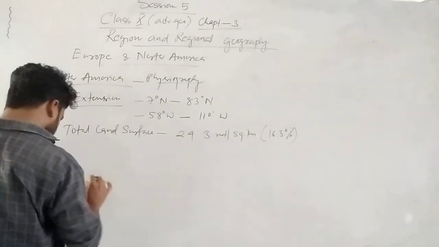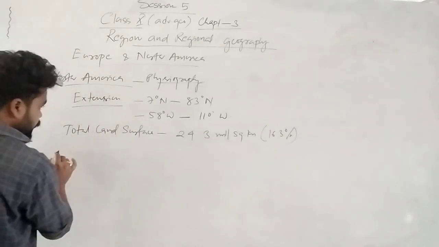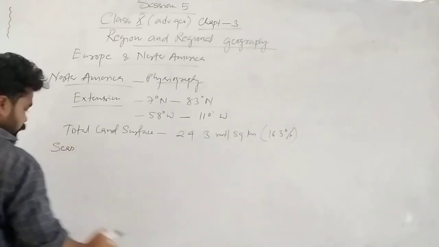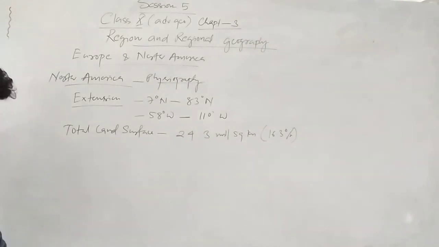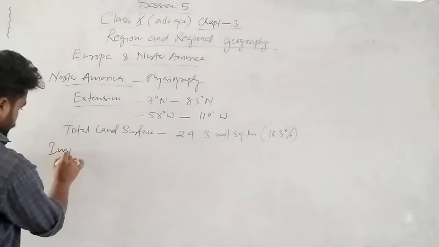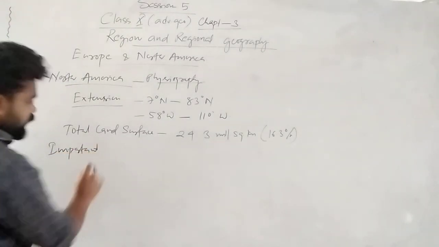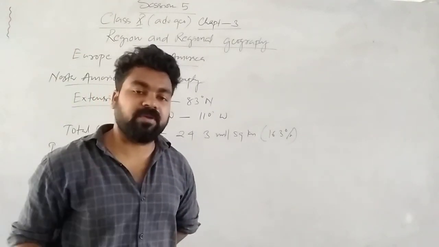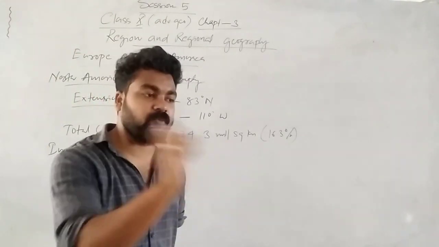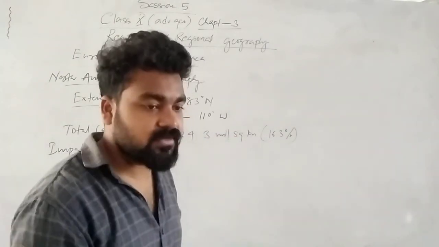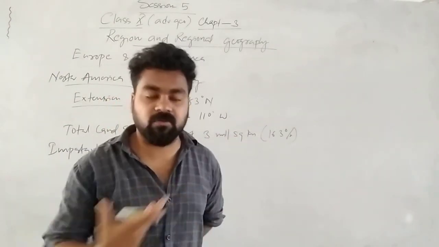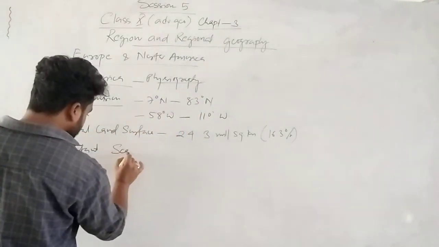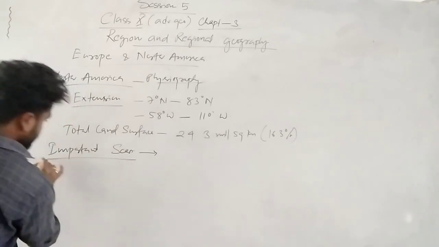And again we will see the important seas of North America. Actually in this video there is nothing else, just simply North America: what the physiographic divisions are, and for Europe, what the physiographic divisions, important seas, mountains, rivers, everything are. We know that we get all these things from our lower classes, so this is very easy for you. We will see the important seas in North America.